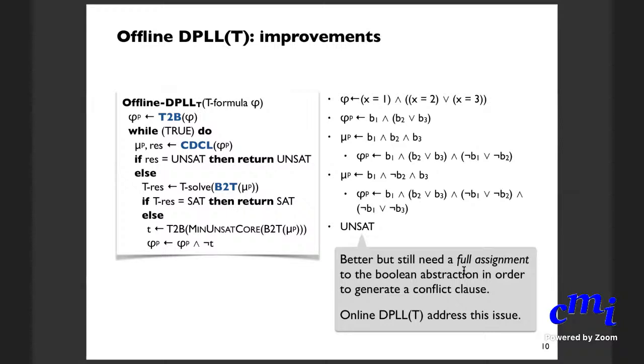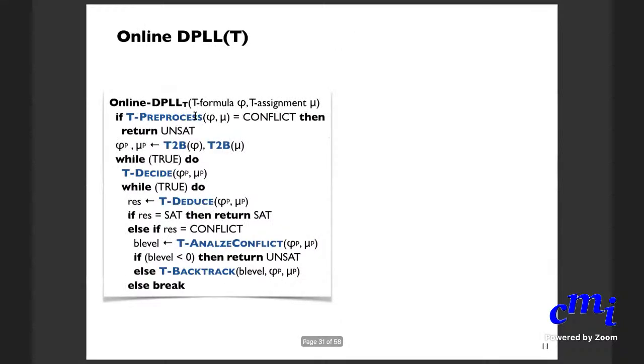Use it to get some theory deductions, and then deduce certain new facts, which will then be used in your DPLL, based on the partial assignment. Those are the two improvements that are done by going from offline to online. So here is the online version.